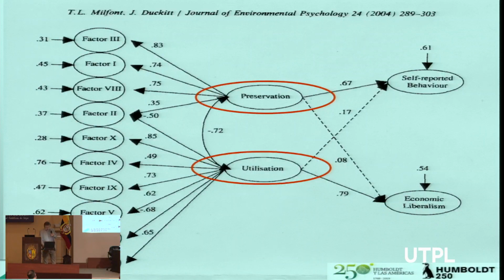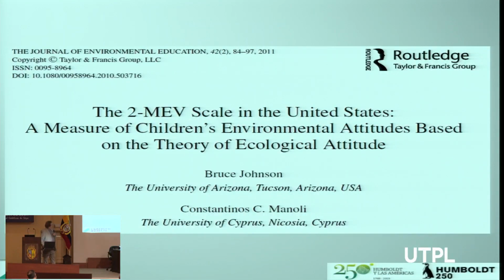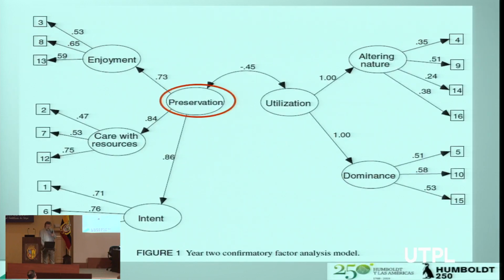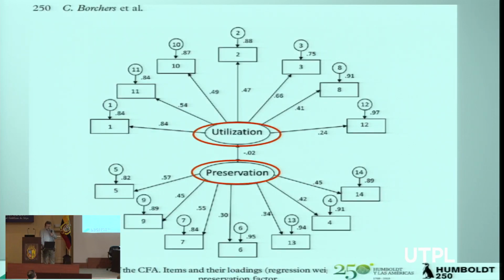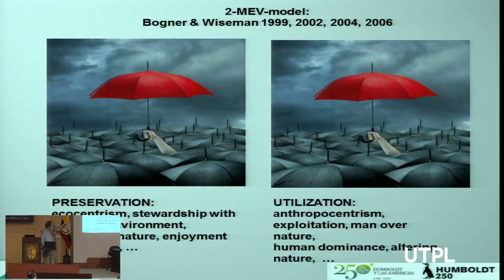And the story went on 5 or 7 years later. An American group used it. By the way, the 2 MEV means 2 major environmental values. It means what I told you in the beginning, this hierarchical model. They used another kind of statistic, but you immediately see, well, again, you have 2 main umbrellas, and with the 2 main umbrellas, you can really easily measure the attitudes of young kids. Finally, this was an African group, 2013, I think. They confirmed it the same way.